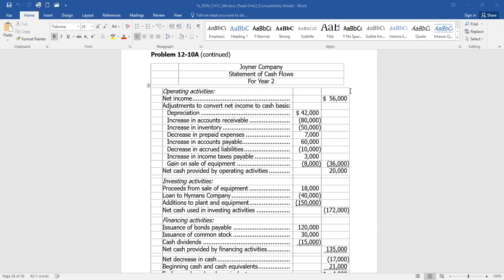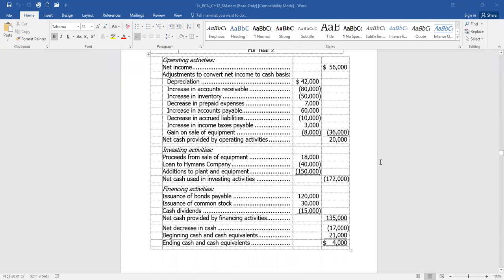So if we net those three amounts together, we're going to have a negative impact from investing activities. We spent more than we brought in from this activity. It doesn't mean that's bad. We're just defining. So net cash used in investing activities is $172,000.